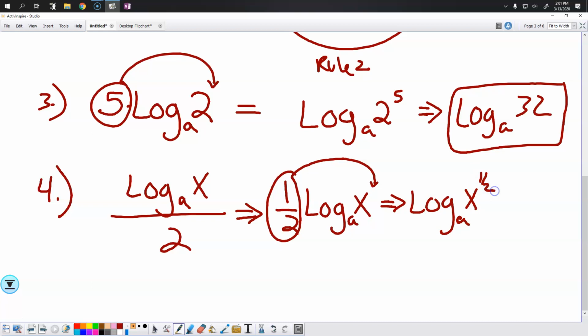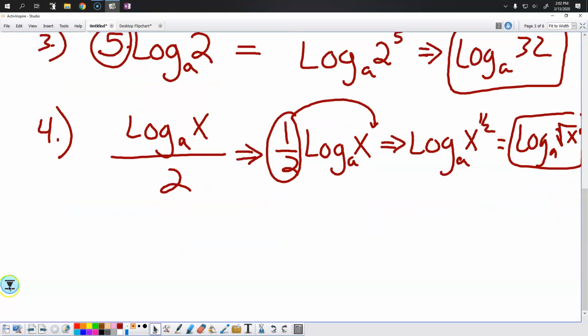Now, there's nothing wrong with this answer, but if you want to raise your hand and tell me for a bonus point, how else can we write this answer? I'll give you a bonus point. Go ahead. It's the square root of x, right? Log base a of the square root of x. Because, remember, a half power means we have x to the first power with a square root on it. Okay? So that's weird thing number 1.